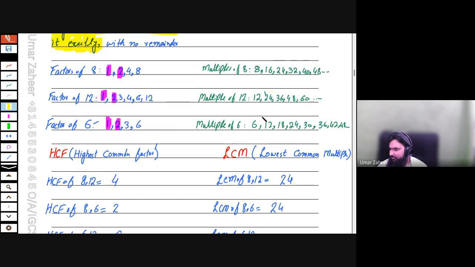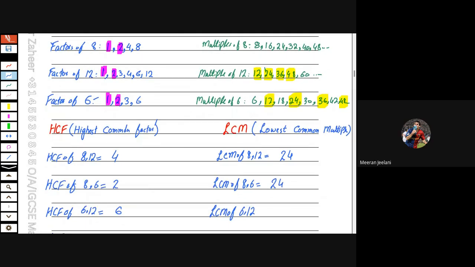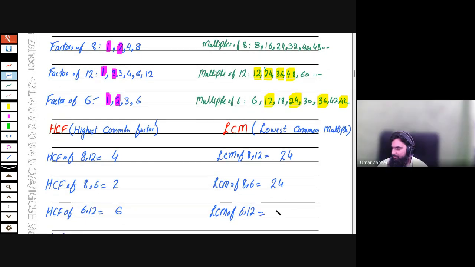So look here, the common multiple is going to be 12. 24 is also a common multiple. 36 is also a common multiple. We have 48 as also a common multiple. And obviously next we have 60 as also a common multiple. But we are looking for the least common multiple. Yes, what is the least common multiple here? 12. That is going to be 12. All of them are common multiples, but we have to look for the lowest common multiple.